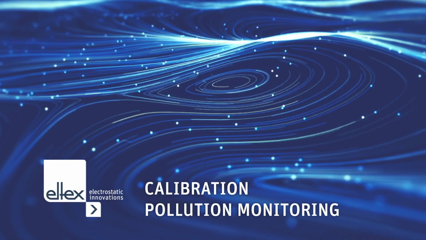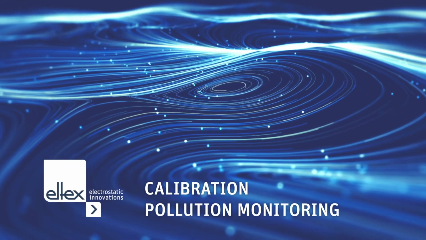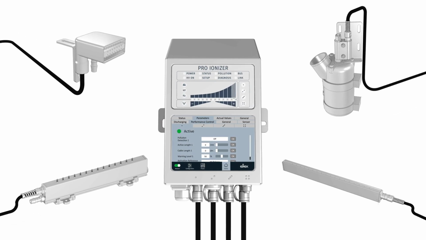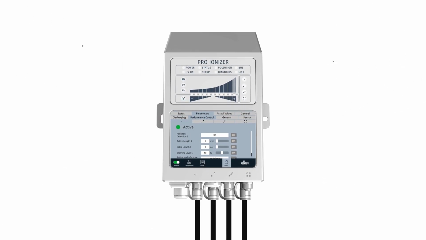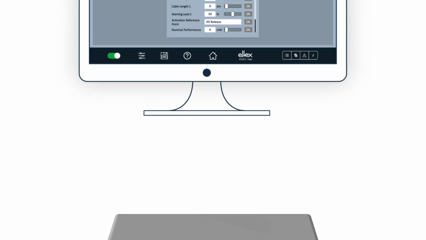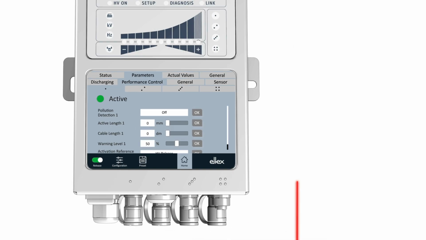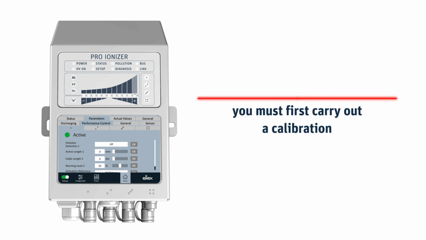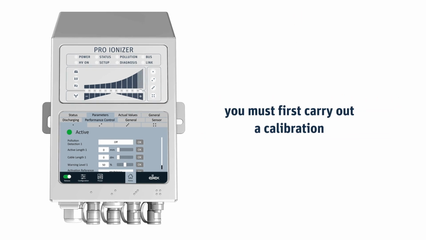The state-of-the-art power supply unit, Pro Ionizer, offers maximum flexibility with its patented performance control. Up to 4 ELTEX discharge components can be monitored independently, both via the ECC software on your PC and via the unit's touch display. For ideal pollution monitoring, you must first carry out a calibration during the installation process.